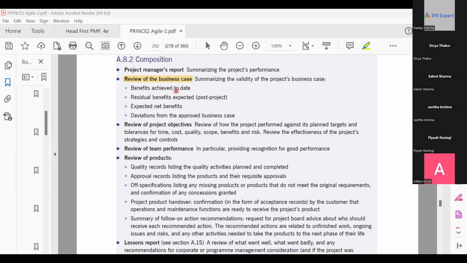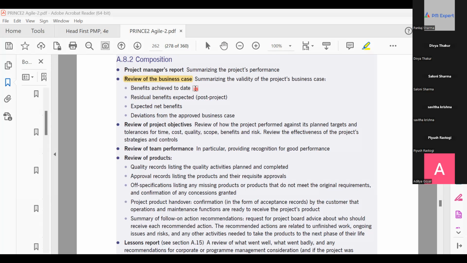Benefit achieved to date, right? If the project is delivered in phases, some benefits might have been achieved by now. But sometimes the benefits are achieved only after the closure of the project. In that case, benefit achieved to date will be 0. Right?